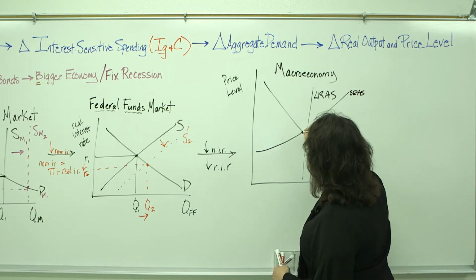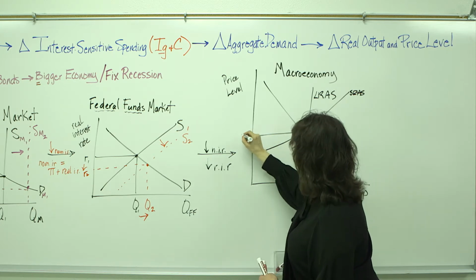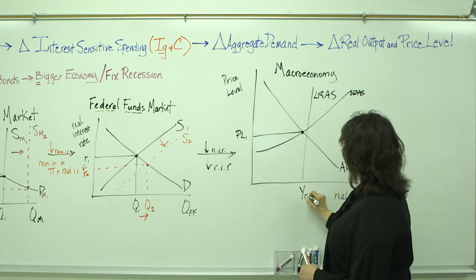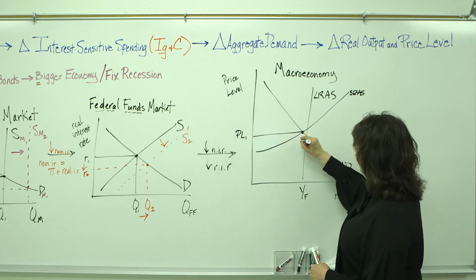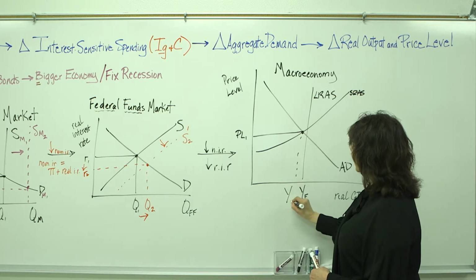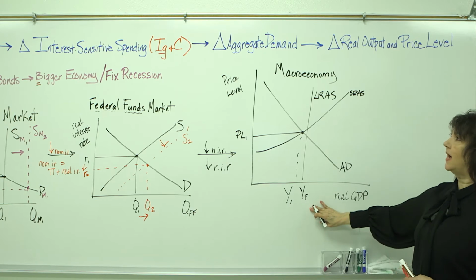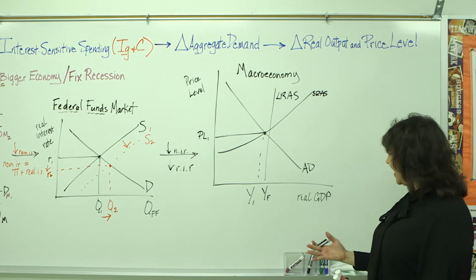I'm going to say this is my first point of being in equilibrium, so PL1. Of course, this is YF. I'm not at YF. I have a negative output gap when I have a recession. I'm trying to get to YF. How am I going to get to YF?